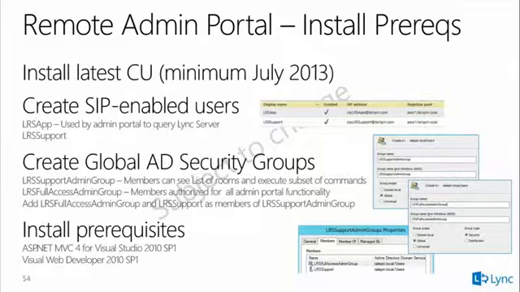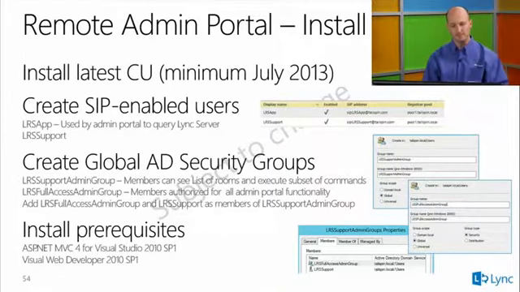This is just talking about what the install prerequisites are. It really does require you to have at least the July 2013 update of Lync 2013 on your server. You create a dedicated SIP-enabled account for the LRS application and a dedicated SIP account for the LRS support. You create some global Active Directory security groups to contain users who can administer LRS and those who can support it. And then you install an ASP.NET application and Visual Studio Developer Edition.